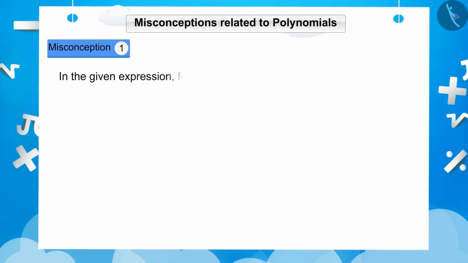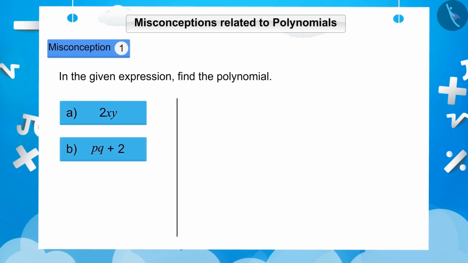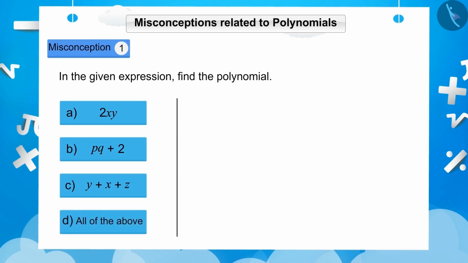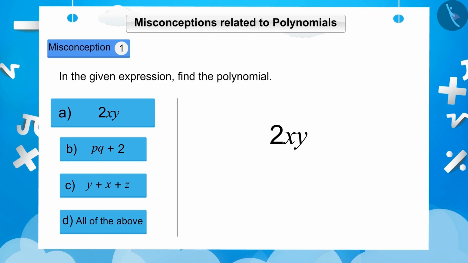Which of the following expressions is a polynomial? 2xy, pq plus 2, y plus x plus z, or all of the above. A. 2xy. If you observe option A carefully, you will get to know that it is an expression which has a single term. As we had seen earlier, an expression which has one or more terms is called a polynomial.